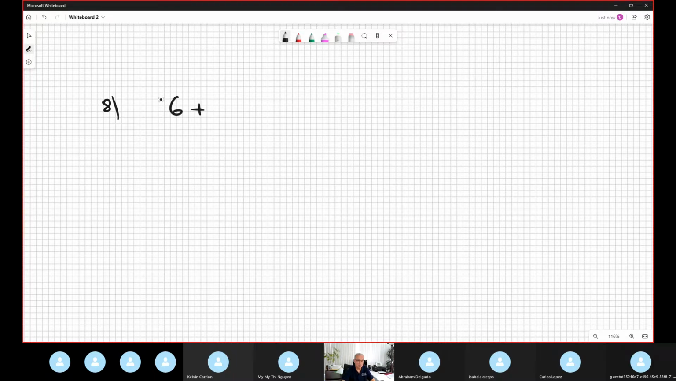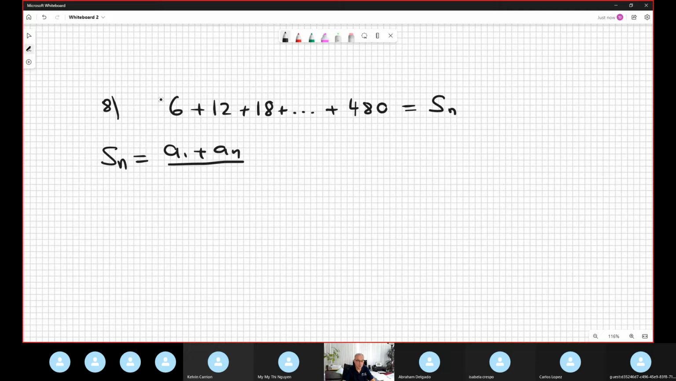6 plus 12 plus 18 and so on, ending at 480. Compute that sum. And the formula is (a1 plus a_n) divided by 2, multiplied by n. a1 is 6. a_n is the last one, 480. And n is the challenge, to find what that is. But this is easy, using one more time that formula.